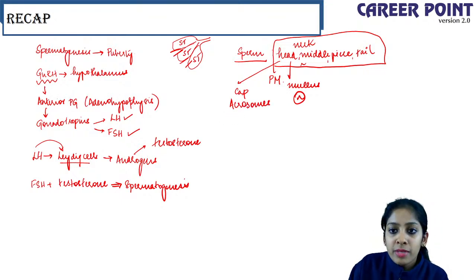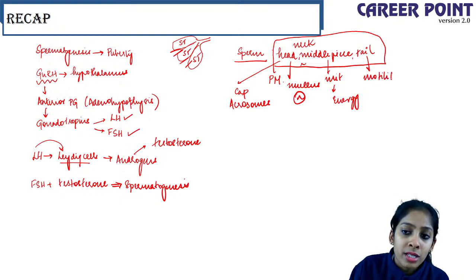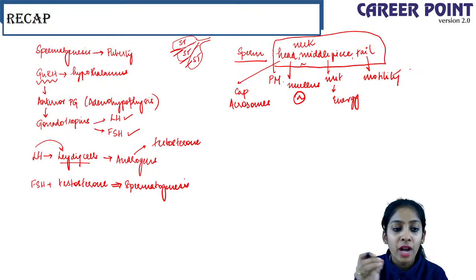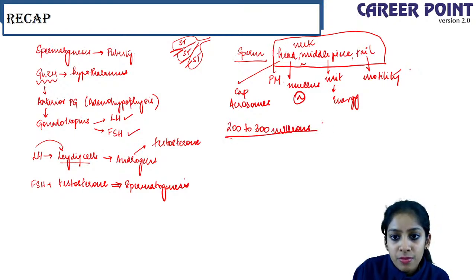Okay, so the middle piece has mitochondria, which gives energy to the sperm to move into the female genital tract. So the tail part of the sperm enables the motility of the sperm. So this was the structure of the sperm, and if you remember, I also told one point that around 200 to 300 million sperms are produced. So many millions of sperms are produced.